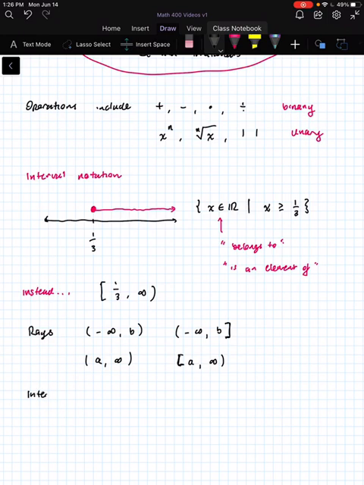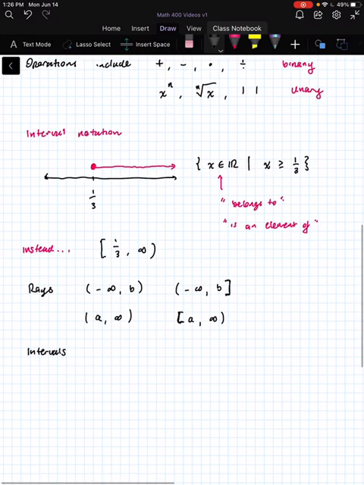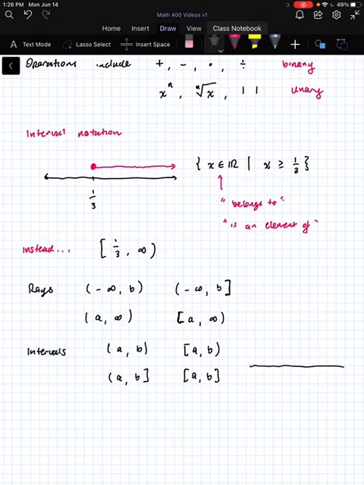Intervals, on the other hand, look like they have two endpoints, okay? So I'll draw an example in a second, but the inclusion of the endpoints doesn't necessarily matter. All we care about, usually, is where it stops and where it begins.